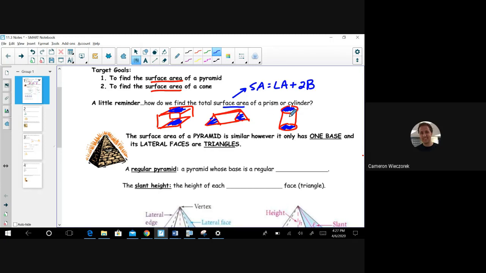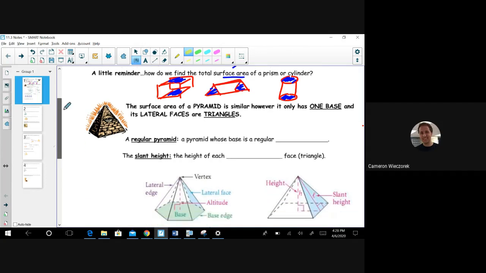For the cylinder, the lateral area is that soup label that, if you were to think of this as a soup can, it's going to be the area of that label that surrounds the can, not including the circle on the top and bottom. But the big thing to notice here is it's two bases. And whenever we deal with a pyramid, and we'll see also a cone, there's only one base. And that's one big difference.